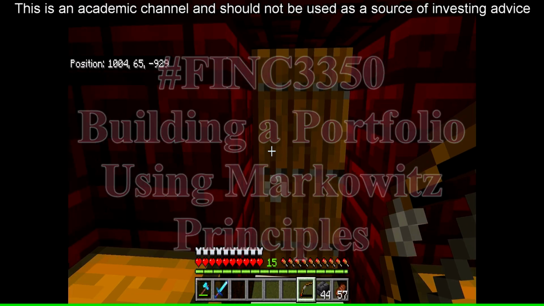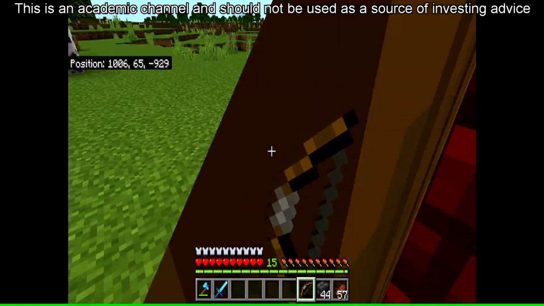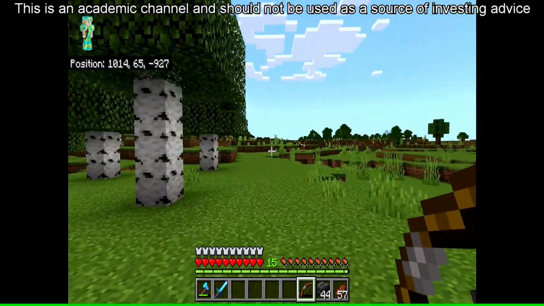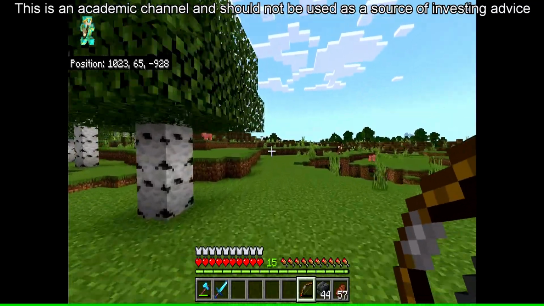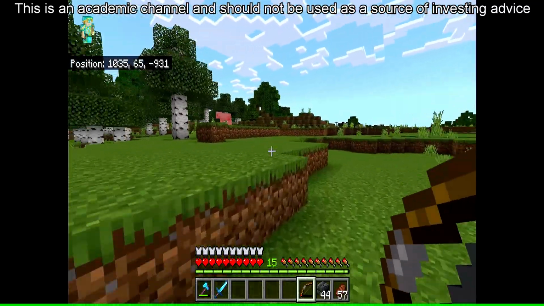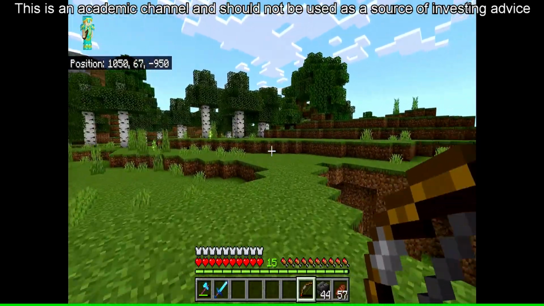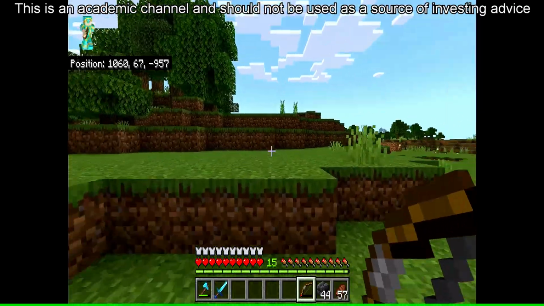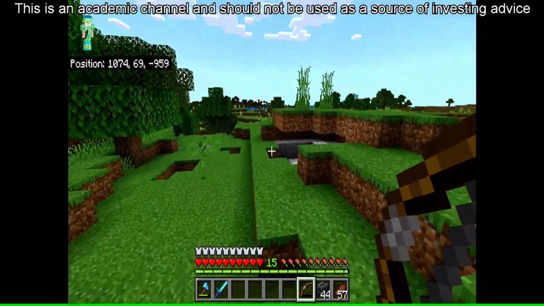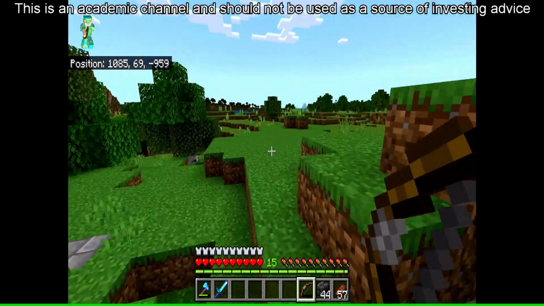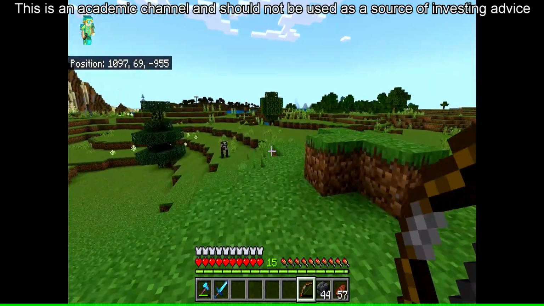Building a portfolio using Markowitz principles. To build a portfolio using Markowitz principles, or to use modern portfolio theory, you need to identify the expected return and risk of individual assets, then strategically combine them to create a diversified portfolio with the optimal balance of risk and return for your risk tolerance.